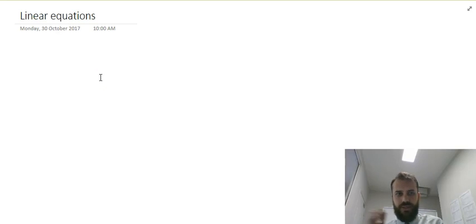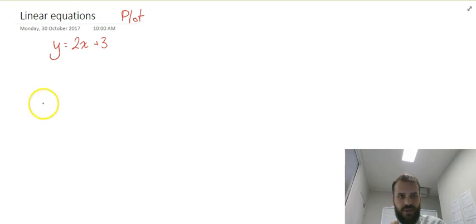Alright, really quick one here to talk about linear equations. Now, I'm not going to go too far into this right now, but a linear equation looks something like y equals 2x plus 3. Now, what I'm going to do in this one is plot a linear equation.